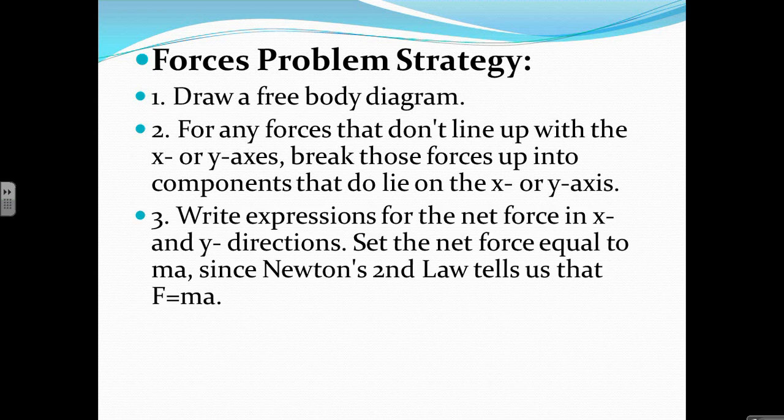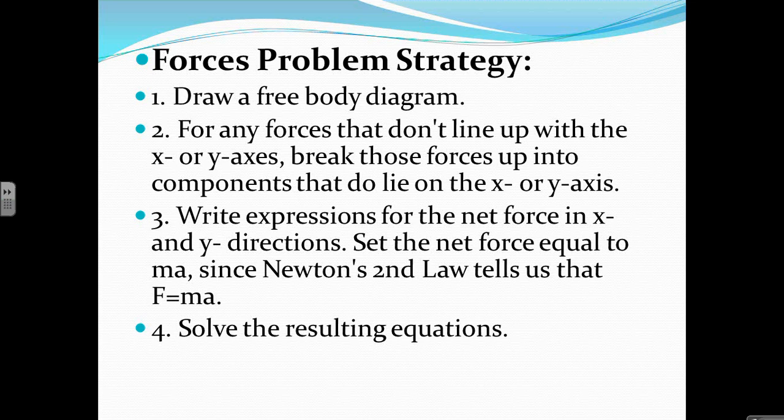Once we have our forces in 2 dimensions, a vertical and a horizontal, we can write expressions for the net force in the x and y directions. We set these forces equal to ma. So net force in the y, net force in the x, both are equal to mass times acceleration. Typically they'll only be moving in one of those 2 directions. And then we solve net force equals mass times acceleration. So it's very, very important that we use our free body diagrams to determine net force, that we use this net force in net force equals mass times acceleration.